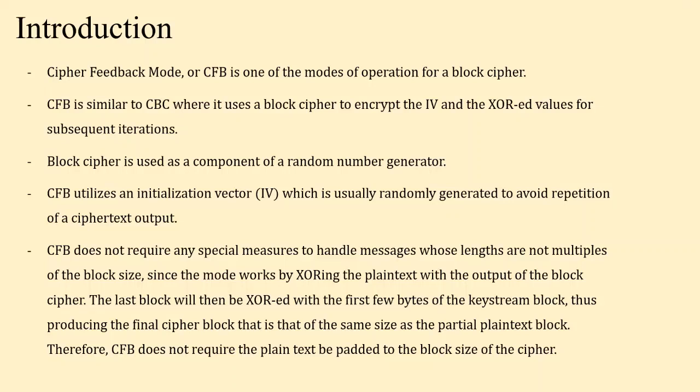CFB is similar to CBC, where it uses a block cipher to encrypt the IV and the XOR values for subsequent iterations. In this case, block cipher is used as a component of a random number generator. CFB utilizes an initialization vector which is usually randomly generated to avoid repetition of a ciphertext output.